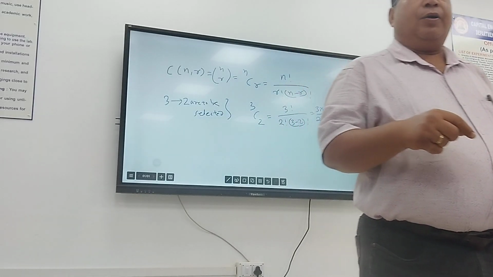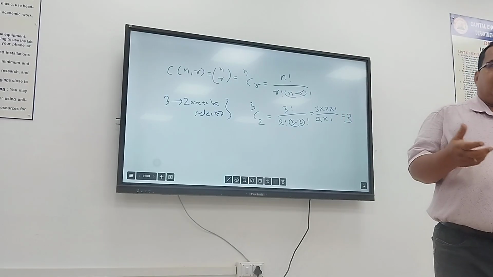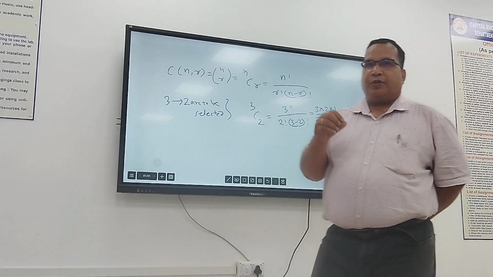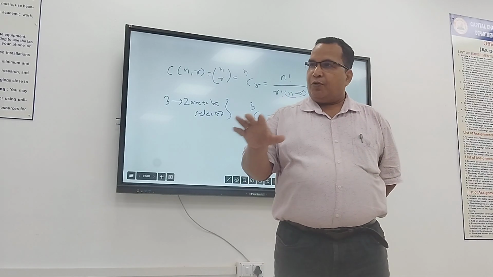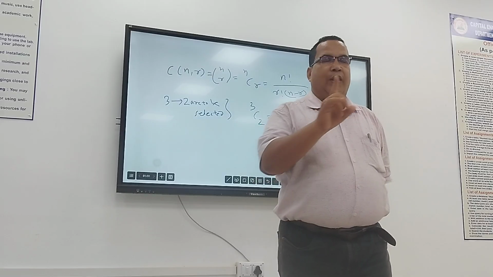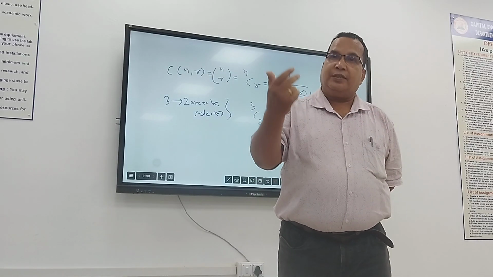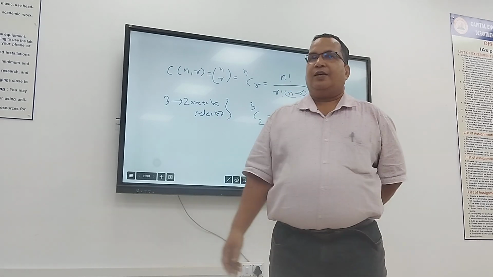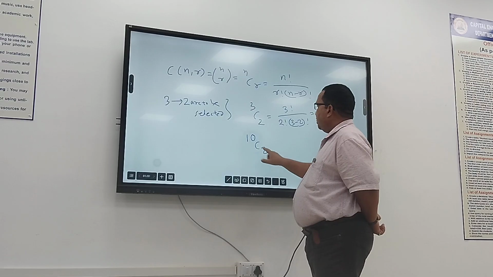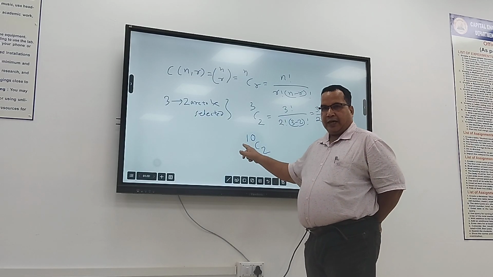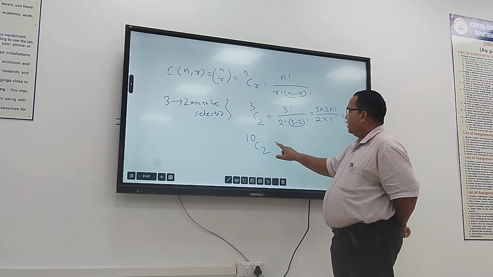So here our calculation should be like this: out of 10 hands, how many ways can we select 2 hands? That many handshakes are possible. For one handshake, 2 hands are required. Out of 10 hands, how many ways can we select 2 hands? That is the answer. So the answer will be 10C2. 10 people are there, 10 hands are used in handshaking. For one handshake, 2 hands are needed. So the answer is 10C2.